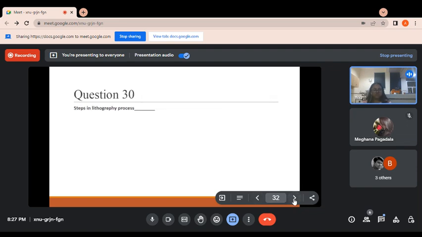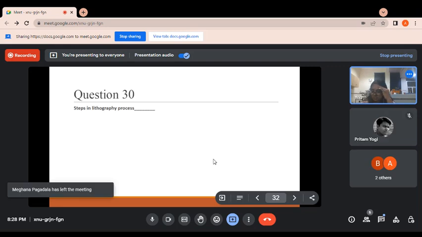So this is the last question, the steps in the lithography process. It was already discussed in our previous session also, but for the recap, that's why I am explaining this question. So Meghna or Banala Sindhu, can you explain the whole lithography process? Banala Sindhu, at least try.